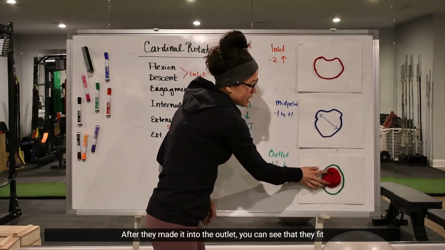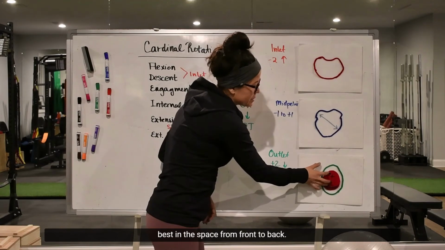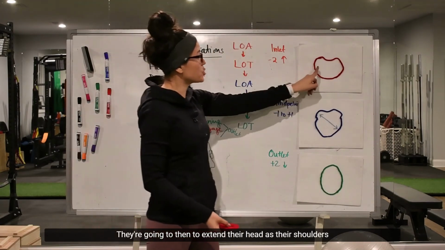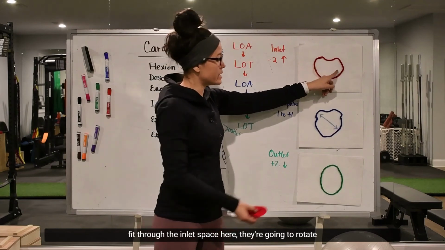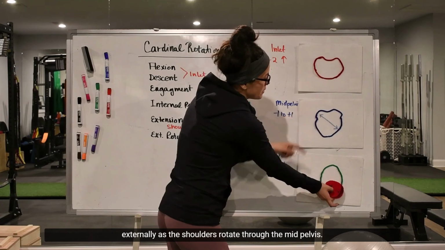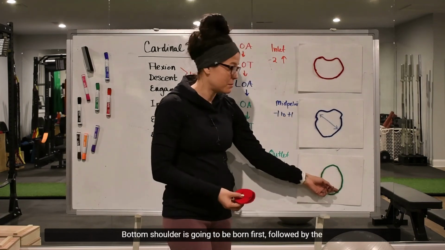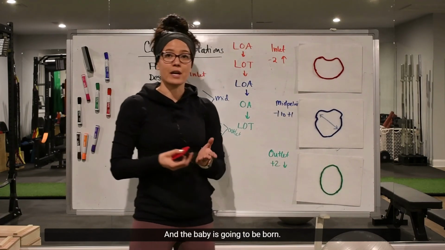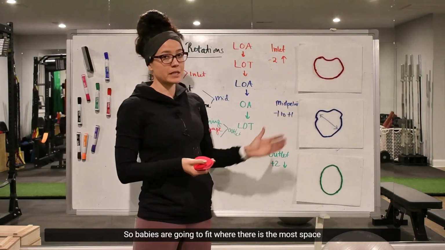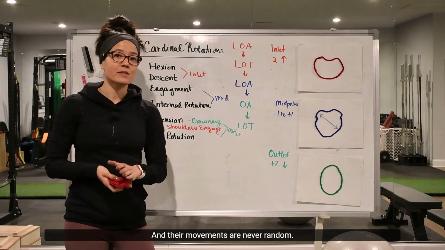After they've made it into the outlet, you can see that they fit best in the space from front to back. They're going then to extend their head as their shoulders fit through the inlet space here. They're going to rotate externally as the shoulders rotate through the mid-pelvis. Bottom shoulder is going to be born first, followed by the top shoulder, and then baby is going to be born. So babies are going to fit where there is the most space available for them, and their movements are never random.